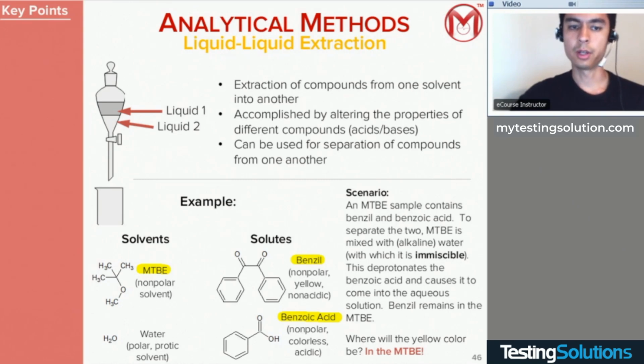Well, one way I could do it is by adding a base. Why? Well, when I add a base, it reacts with benzoic acid. Benzil is non-acidic, so it's not going to react to a base. Benzoic acid is acidic. So when I react it with a base, then it will get deprotonated and it'll dissolve into the water. So as I add this base, the benzoic acid travels up into the water, dissolves in the water. And so I've separated them out that way. And so I can do this successively to keep pulling out more and more benzoic acid if I want.